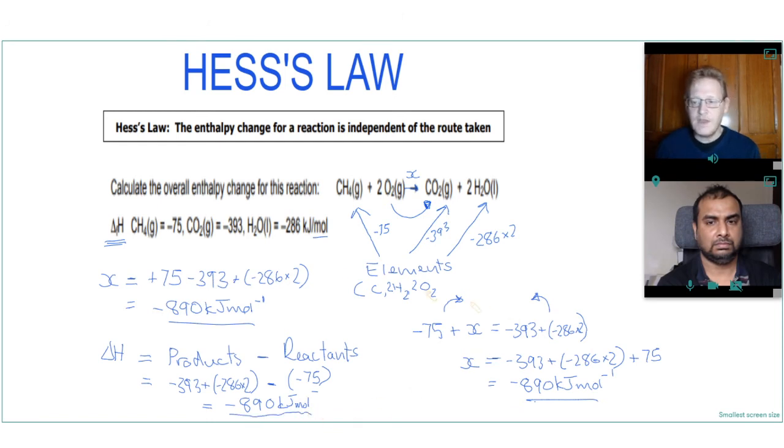So 3 different methods for calculating enthalpy changes using Hess's law, and I would prefer either of the first 2 methods because there's no equation to remember and get wrong. I would recommend using the first 2 methods for this sort of question.